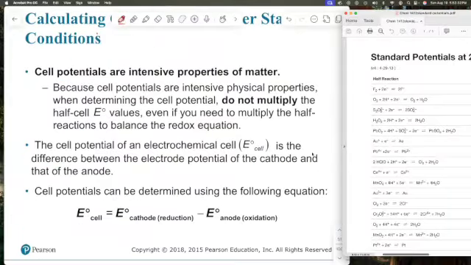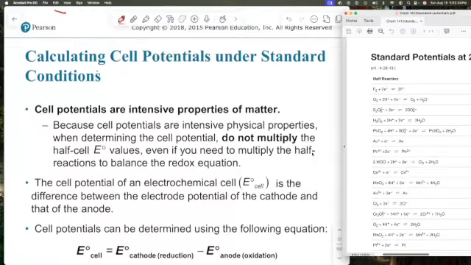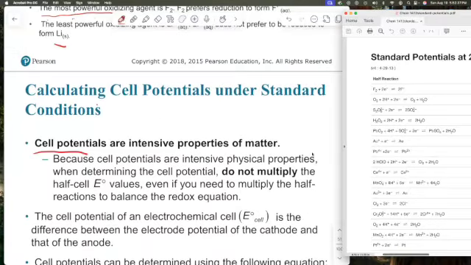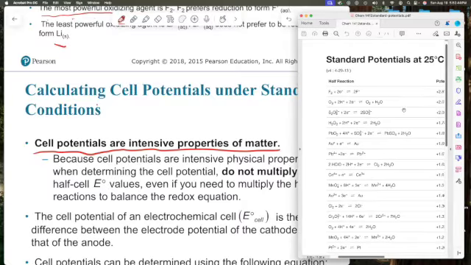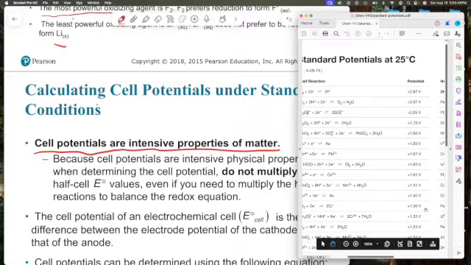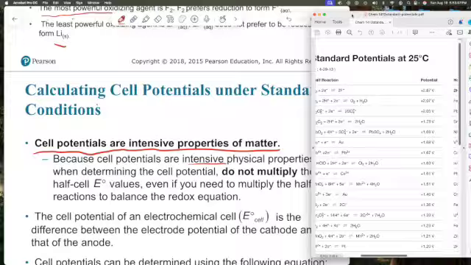Okay. I've already given you guys this part here. Now, this is a caveat. Because cell potentials are intensive properties, you cannot double or triple them, even though the doubling and tripling is required to balance the equation. Do not multiply these numbers here, the potential, by coefficients because you're trying to balance the equation, okay? Because cell potentials are intensive, when determining the cell potential, do not multiply the half cell reaction by the potential values or the EMF values.